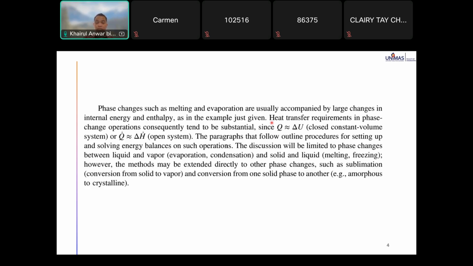The discussion will be limited to phase change between liquid and vapor (evaporation, condensation) and liquid and solid (melting, freezing). However, the method may be extended directly to other phase changes such as sublimation and conversion from one solid phase to another, from amorphous to crystalline.